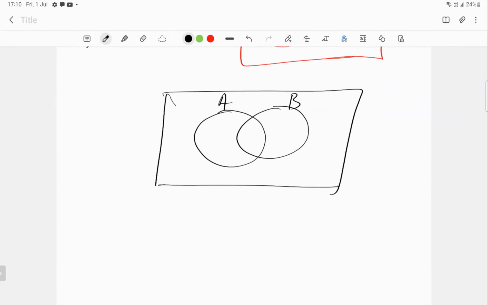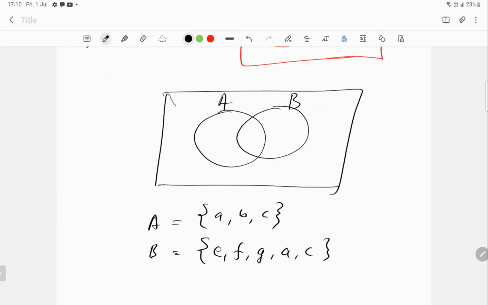See here. Now these sets can have some elements. Let's say A is a set, right? So it has elements like A, B, C. These are the 3 elements in this set A, only in this set. Now I'm saying in set B, we have how many elements? What are the elements in set B? Let's say E, F, G, A, C. Okay? Fine.